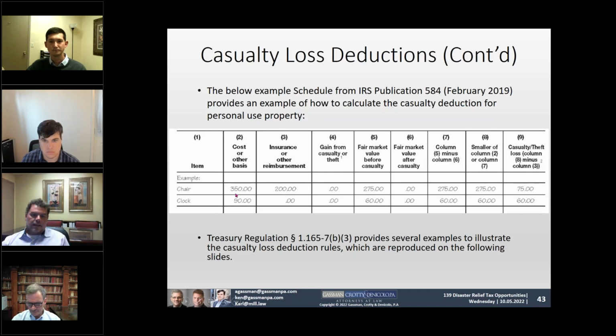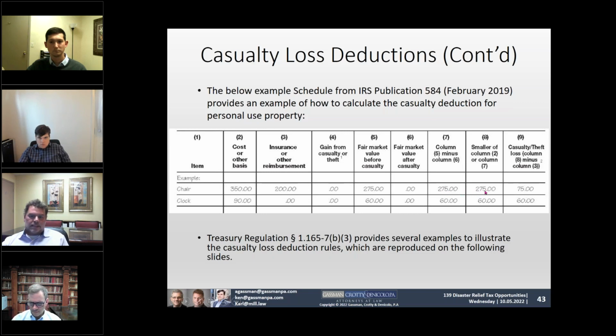So if we just look at this line here for the chair, it has a cost basis of $350. The client received $200 worth of insurance for the property. At the time before the casualty event, the fair market value was $275. The fair market value afterwards is $0. So the maximum that the client could receive would be $275, because that's the difference between the fair market value immediately before and immediately after.